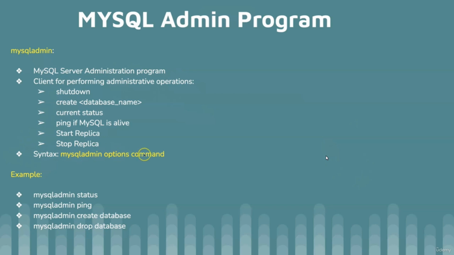mysqladmin, options, and then a command. Options here mean providing the username and the password. But like in the previous lesson, we have already used mysql_config_editor to store this password file, so we will not give these options. We can simply say mysqladmin and then the command, and the authentication will already be taken care of. Some examples of mysqladmin are mysqladmin status, mysqladmin ping, create database, drop database.